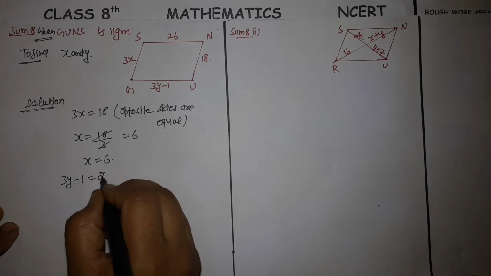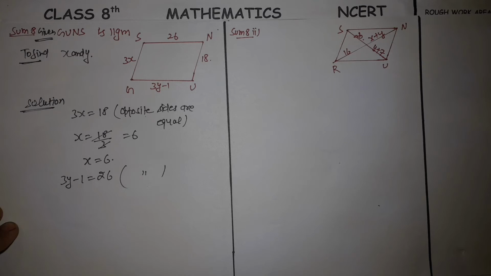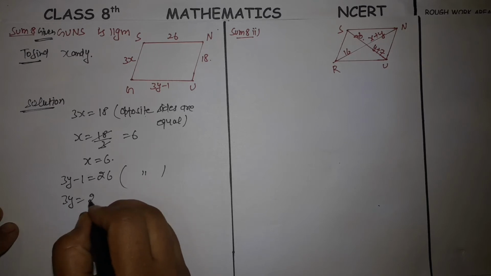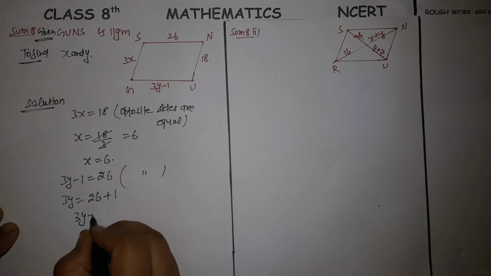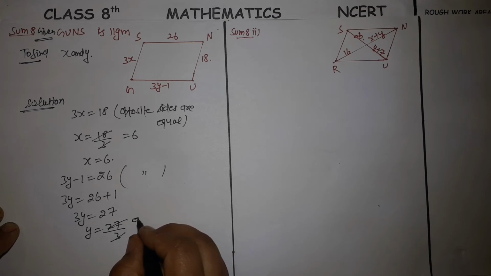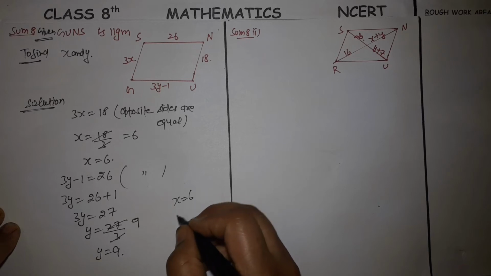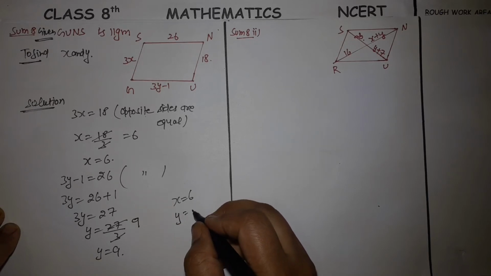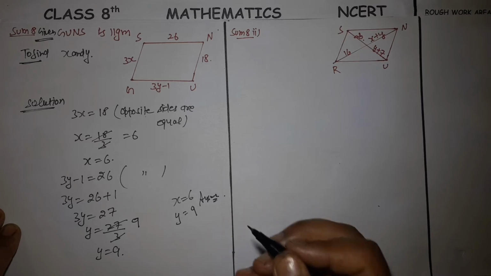3y minus 1 equals 26. Same reason, opposite sides are equal. That's why the value of y: minus 1 goes to the other side in plus. Simple solving, which you already did in chapter number 2. 3y is 27, so y is 9. x is 6, y is 9. That is your required answer.